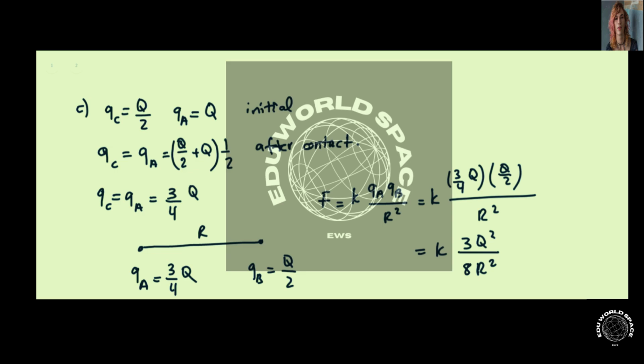It's even getting smaller, the force, because the charge of sphere A is now actually less, right? Well, does this change the direction of the net force? No, it doesn't. It's still away from B because they still have the same sign of charge. So away from B is the direction of this force.